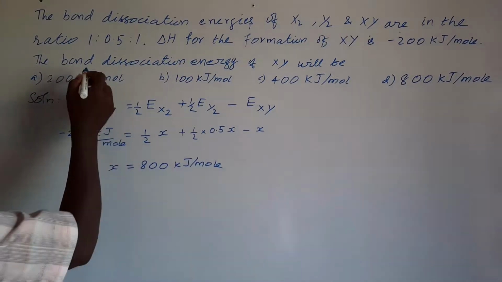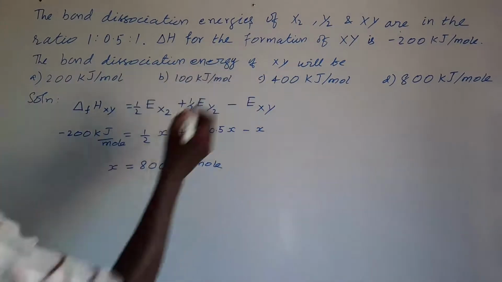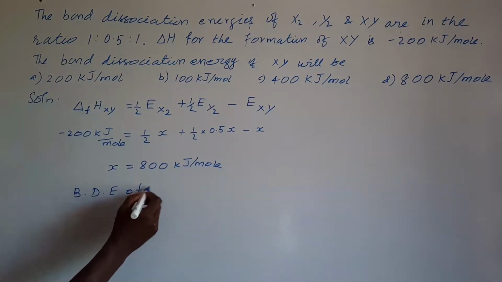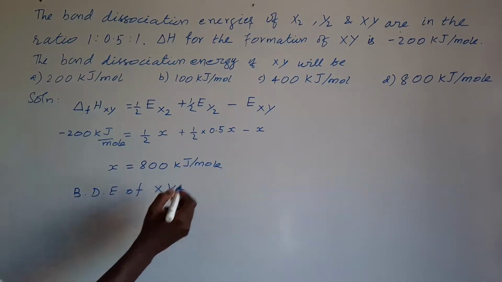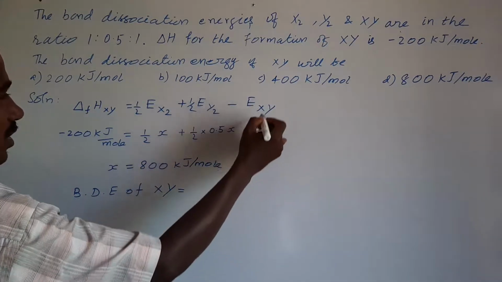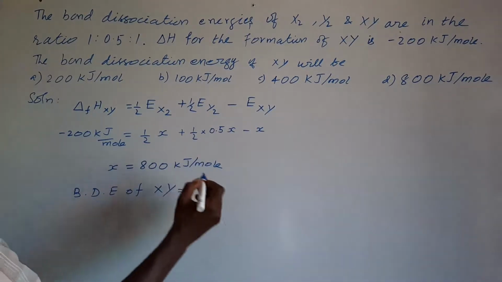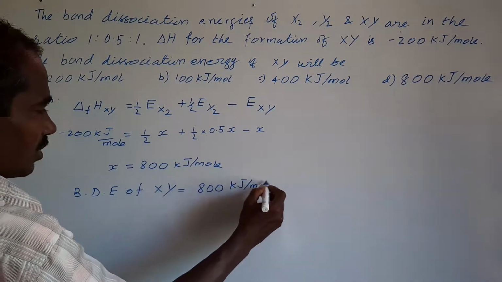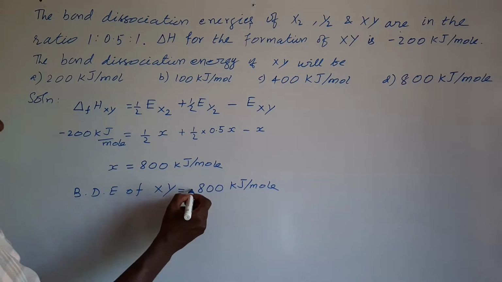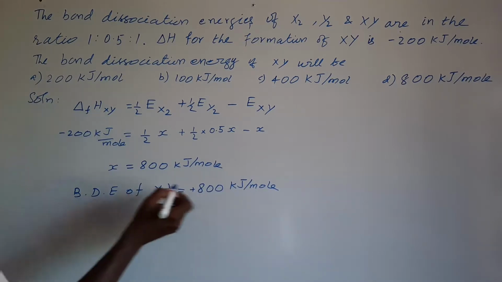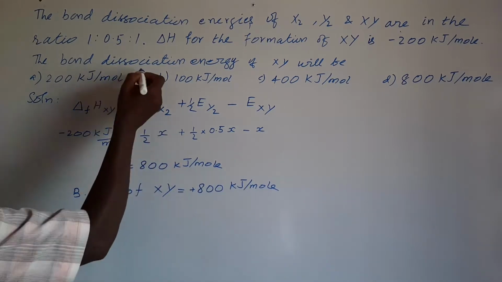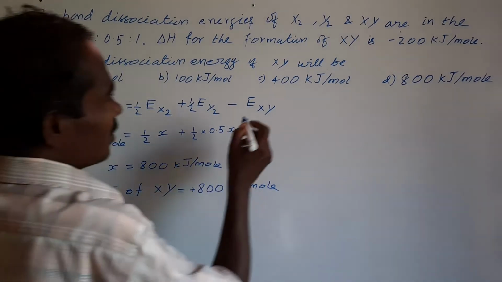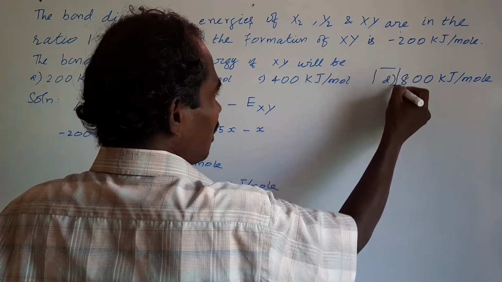Now what is the question? The bond dissociation energy of XY. The bond energy of XY is X, that is 800. We take 800 kilojoule per mole. Since it is dissociation, it is positive; if it were formation, it would be negative. They are asking for dissociation, so it is positive. So 800 is the answer, and the option for this question is option D.